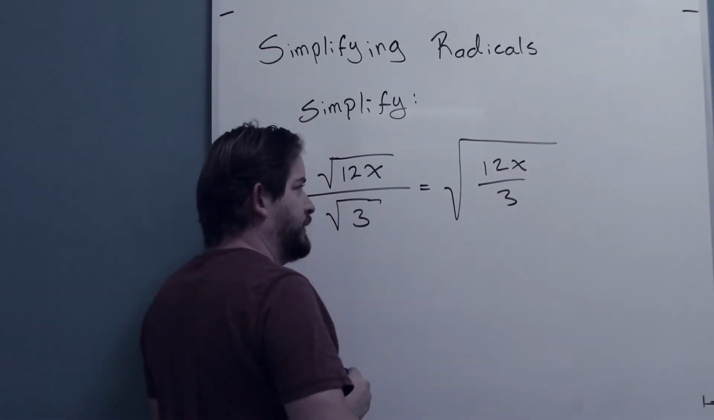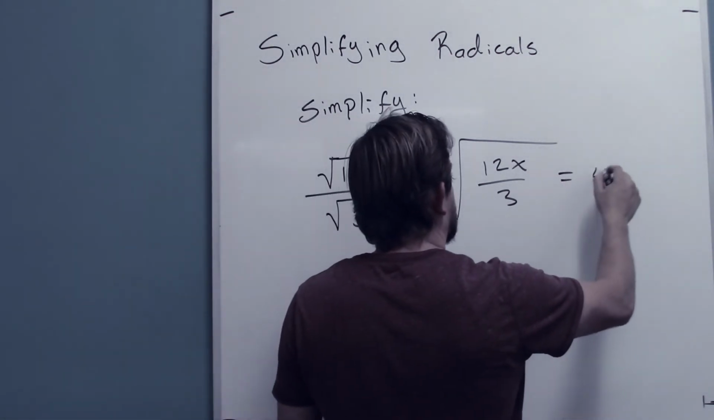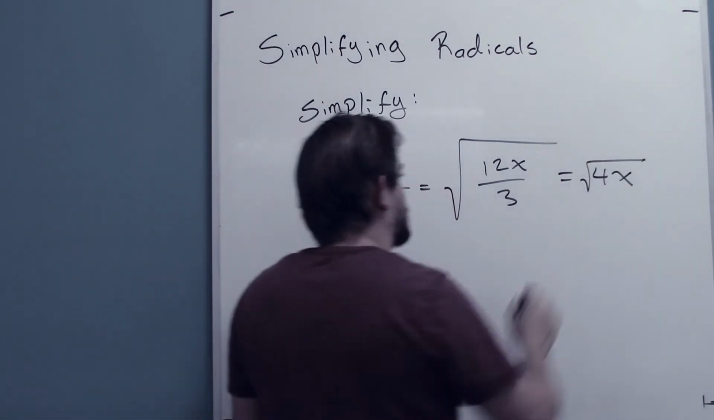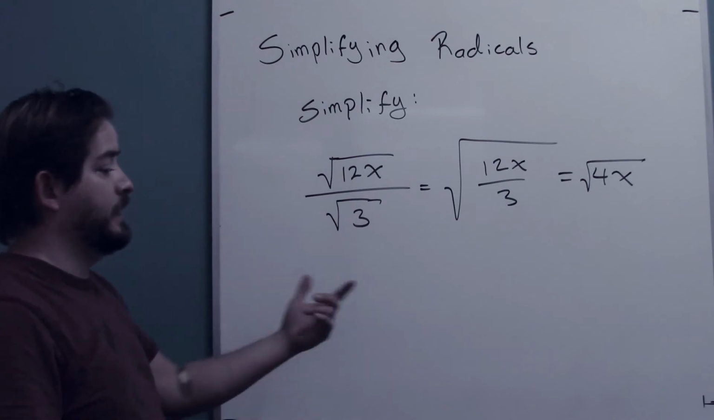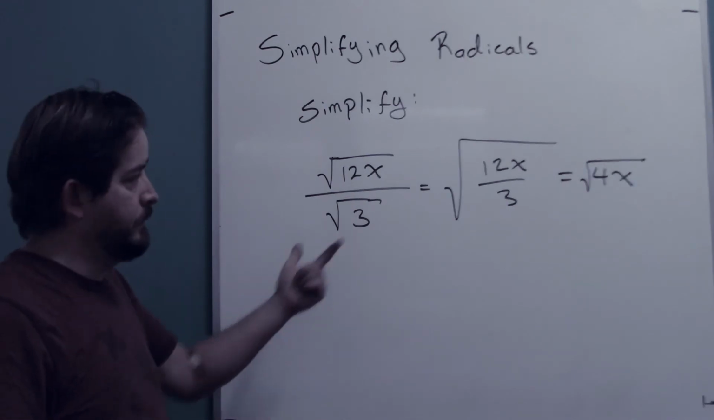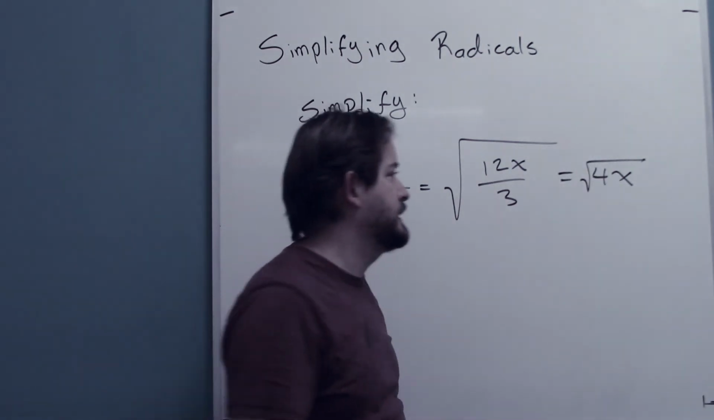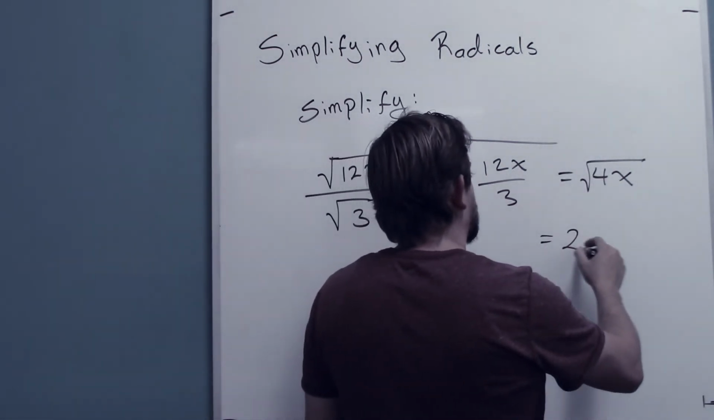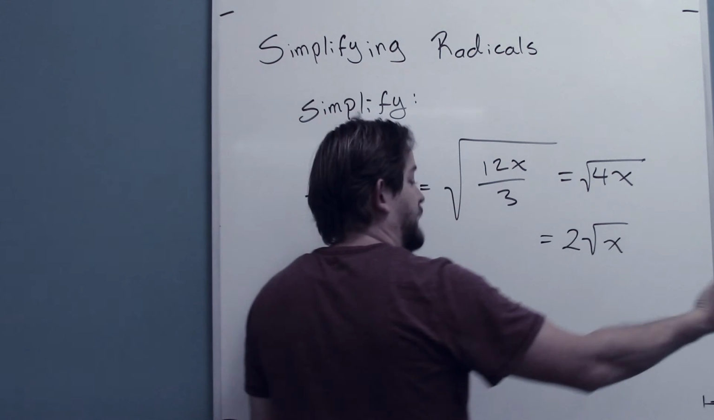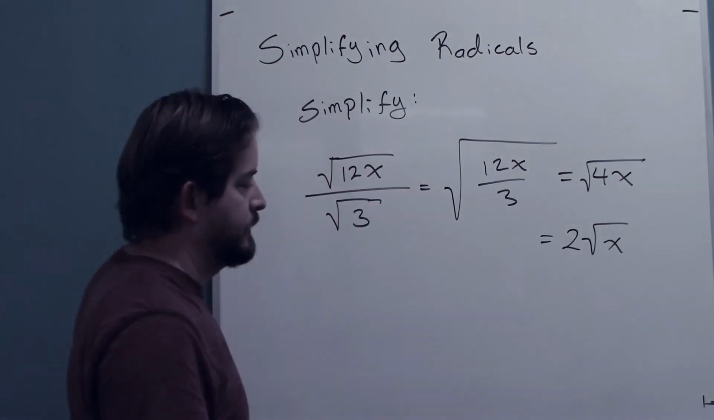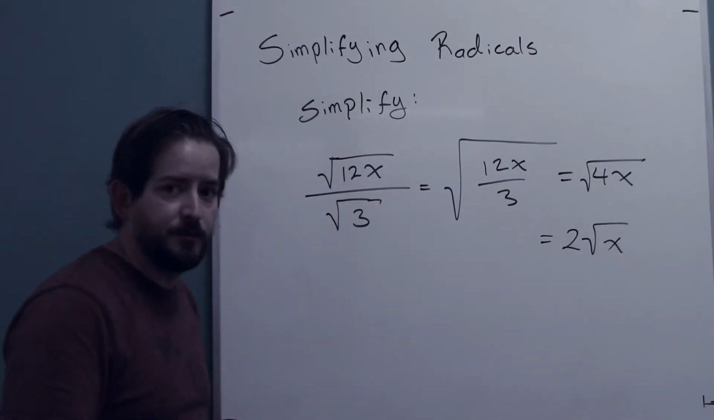I can actually simplify 12 divided by 3, which is 4. So that's 4x under the square root, and I can take that x out, right? I'm sorry, not the x. I can take the 4 out. The x has to stay. So this then would be 2 times the square root of x, and I'm done. That's as much as I can simplify.